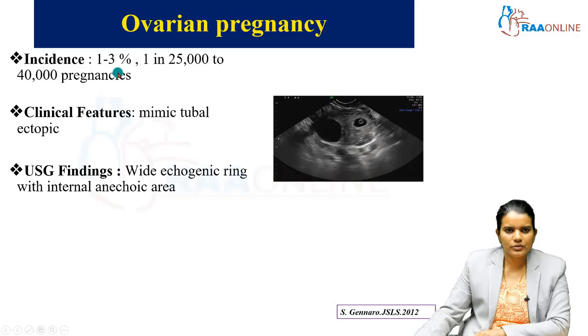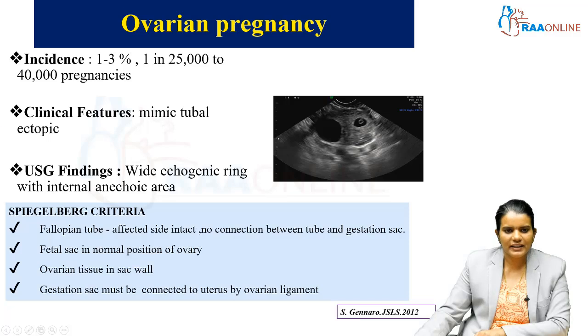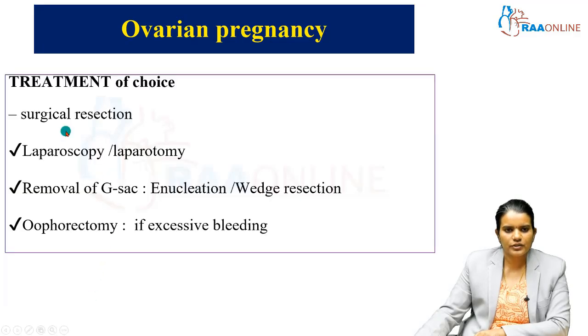Ovarian pregnancy is 1 to 3% of the pregnancies. Clinical features: mimics tubal ectopic, wide echogenic ring with internal anechoic area. The Spiegelberg criteria is the criteria for ovarian pregnancies. Fallopian tube of the affected side is intact, no connection between tube and gestation. Gestational sac in normal position, ovarian tissue in sac wall. Gestational sac may be connected to the uterus by the ovarian ligament. So, the treatment of choice is laparoscopy or laparotomy, removal of the G-sac, enucleation and wedge resection, oophorectomy if excessive bleeding.